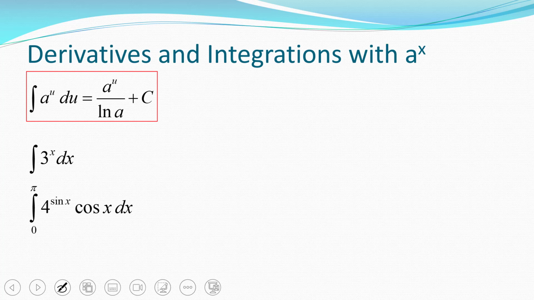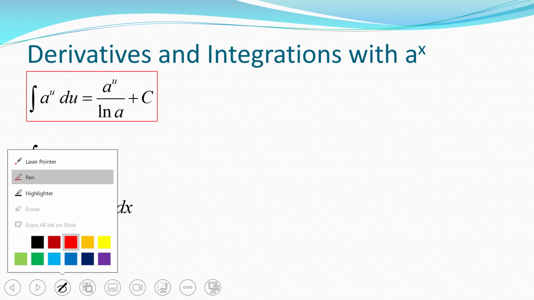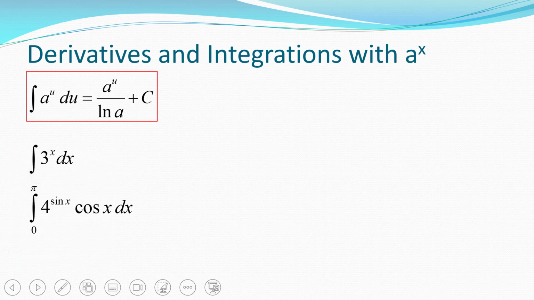Let's just practice some problems. So this is pretty easy too. This would then be equal to the antiderivative of 3 to the x, which is 3 to the x divided by the natural log of 3 plus c. And that's it. That's the whole answer.